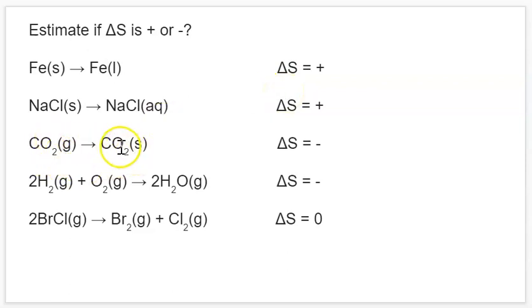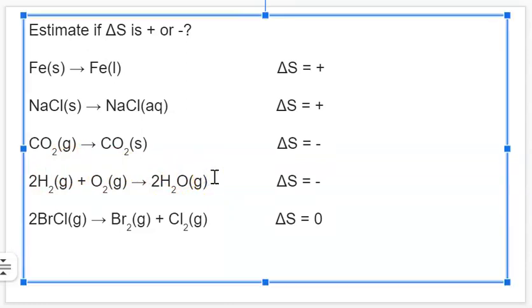Carbon dioxide gas going to carbon dioxide solid. Now this is a decrease in energy for the state of matter. So this is going to be a decrease in disorder, or an increase in order, and that's going to be correlated with a negative delta S. Here we have two hydrogen molecules interacting with an oxygen molecule to make two waters. Here, everything is in the gas phase, so everything's in the same state of matter. So we're going to defer to the number of particles. Here we have 3 moles of gas becoming 2 moles of gas. So 3 things are kind of coalescing into 2 things, which means that we are getting more ordered. So that's why this is a negative delta S.